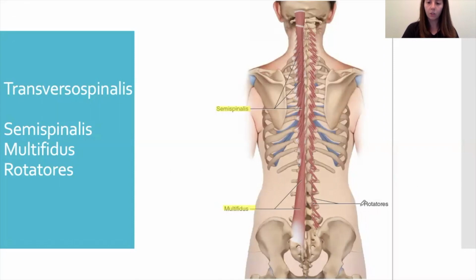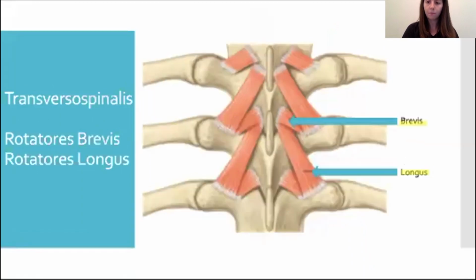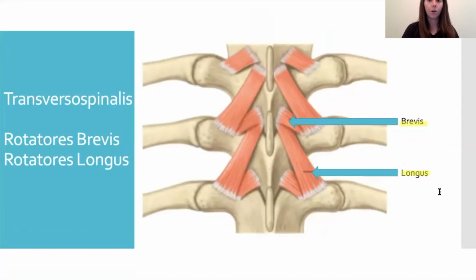Lastly, we have the rotatorus, which we will look at closer here. So those are the rotatorus longus, which span 2 segments, and the rotatorus brevis, which span only 1 segment. These muscles are important for proprioception, stabilization, extension, and rotation of the vertebral column.